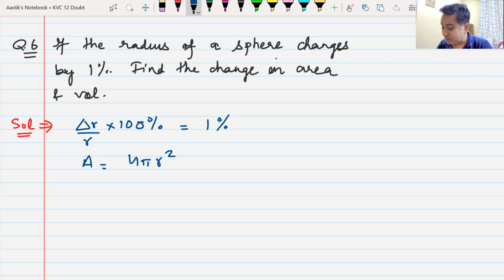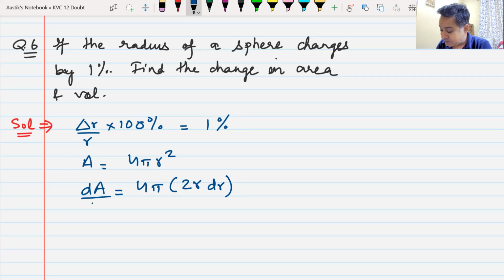Now what I'm going to do is differentiate this, dA. If I find the derivative of this, it will be 4 pi into the derivative of r square. The derivative of r square, for NEET students it might look a bit tougher, but it looks like this: 2r into dr.